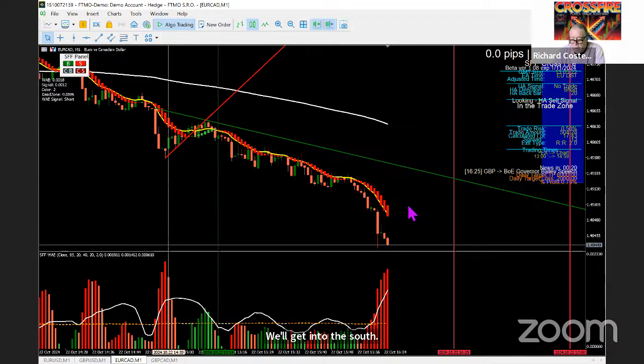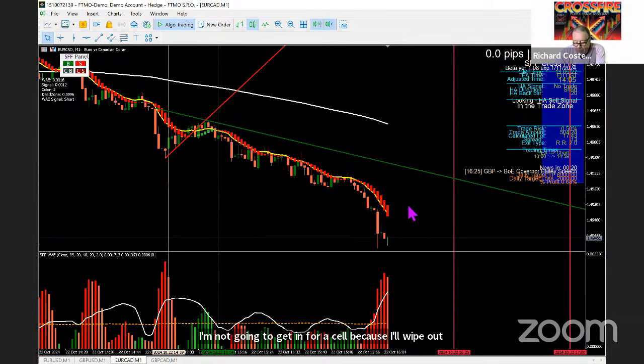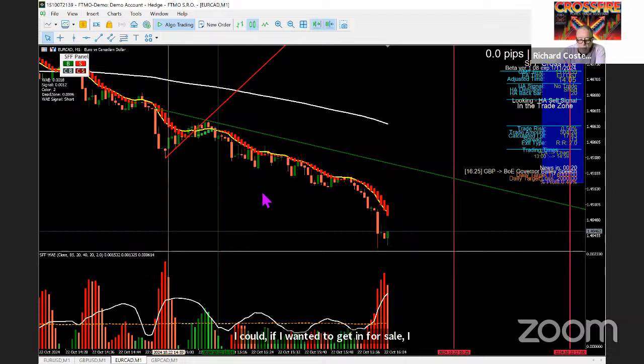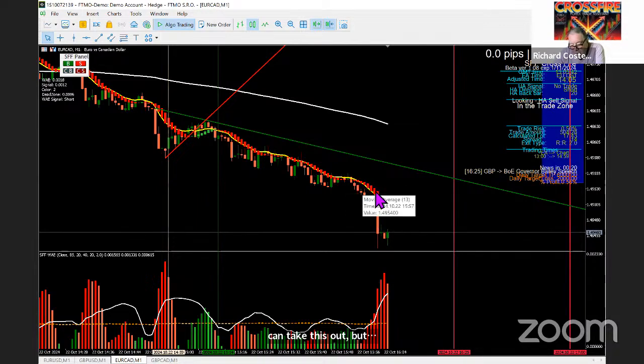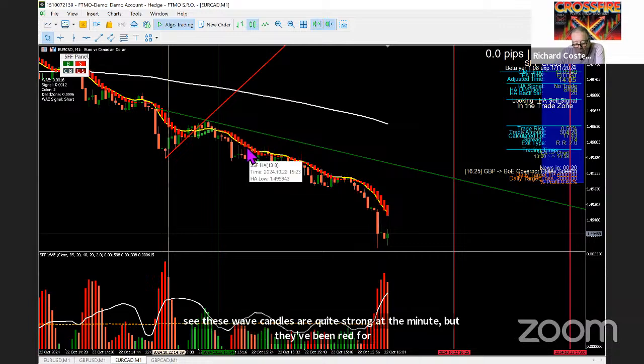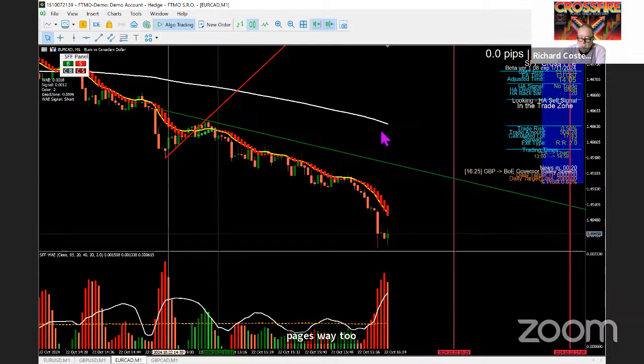I'm not going to get in for a sell because I'll wipe out the profit I've already made. But if I wanted to get in for a sell, I could just override and take a sell. But you see, these wave candles are quite strong at the minute, but they've been red for ages. That's way too long to me. I prefer a recent wave change and a recent MA crossover change.